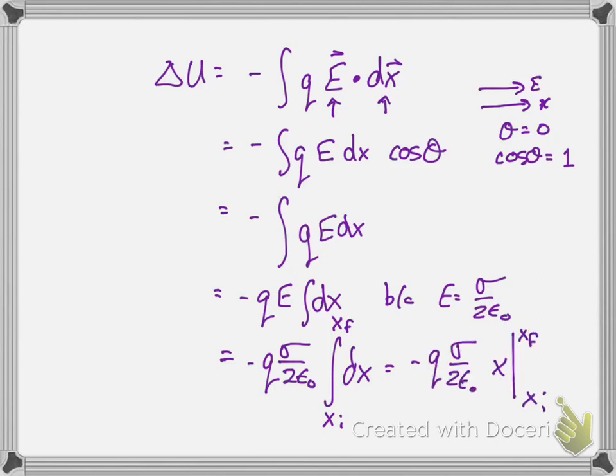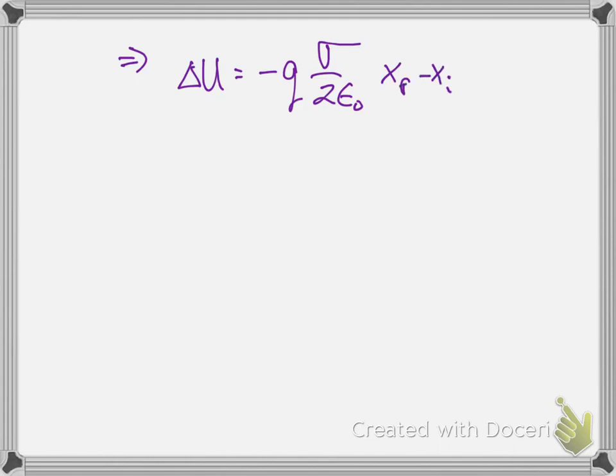I'm going to write this down and then come back. I just wanted to make sure you understand the notation for an integral. You're integrating over dx, the integral of dx is x, and we put the limits in from x initial to x final. So on the next page we write, therefore, delta U is equal to minus Q sigma over 2 epsilon 0 times x final minus x initial, or minus Q sigma over 2 epsilon 0 times delta x.